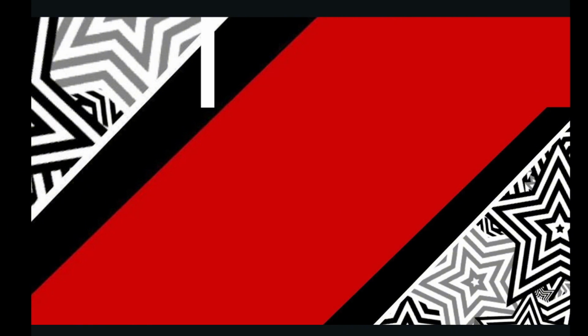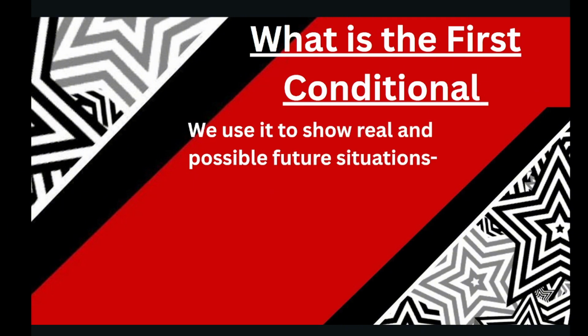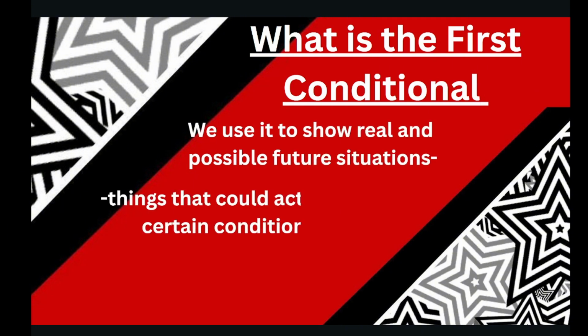Before we talk about what the first conditional is, I do want to point out that English has 4 conditionals: the zero conditional, first conditional, second conditional, and third conditional. We'll be focusing on the first conditional in this video. However, future videos will go over the rest of the conditionals. Now for the first conditional, we use it to show real and possible future situations, things that could actually happen if certain conditions are met.